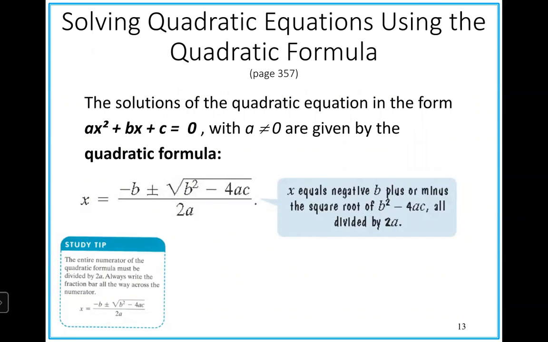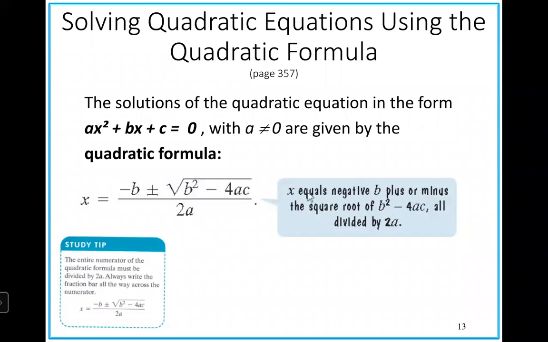So it says the solutions of the quadratic equation in the form ax squared plus bx plus c is equal to 0. So before you can use the formula, you must have your equation written in this form right here, the standard form of a quadratic equation. Okay, so all the terms on one side equal to 0. Once you do that, the formula says x is equal to negative b, plus or minus (these are two operations that you see here) the square root of b squared minus 4ac, all over 2a.